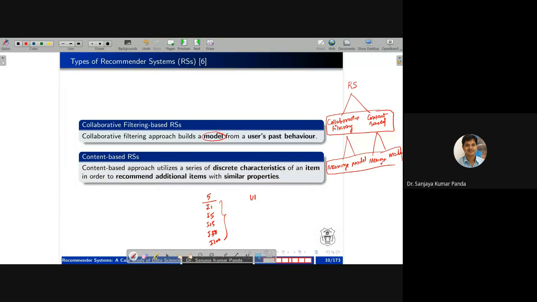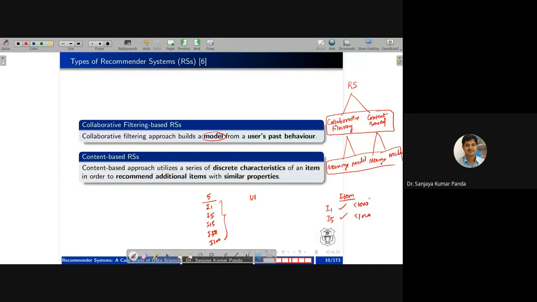Coming to the content-based recommendation system, the content-based approach utilizes a series of discrete characteristics of an item. Let's say I1 belongs to home and decoration. I5 also belongs to home and decoration. Price wise, the price of I1 is less than 1000, and the price of I5 is also less than 1000. So we are looking into various characteristics of an item.